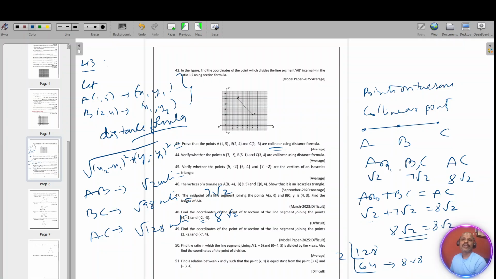Therefore, since the sum of two sides is equal to the longer side, the points lie on the same line. When the points are on the same line, they are collinear. This is what you have to show. The only part I have not done is finding the distances AB, BC, CA. You can find them by applying the distance formula. Rest of the things are the same as what I have shown in the chart. Yes, it's very simple and it is there in the textbook exercise question.